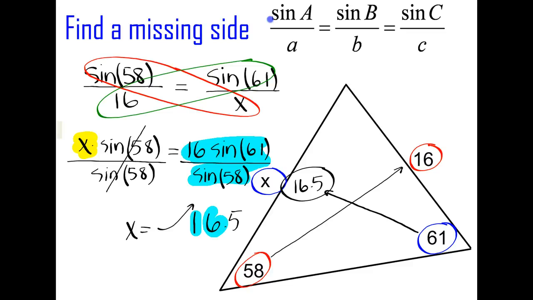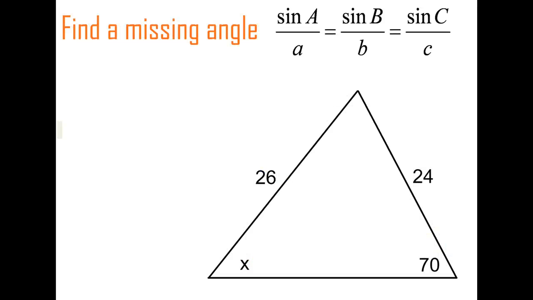So there we're missing a side. That's finding a missing side. Let's take a look at finding a missing angle. Same process. Take a look at what we have here. We have an angle measure of 70 and an opposite side of 26, and an angle measure missing, x, and an opposite side of 24.